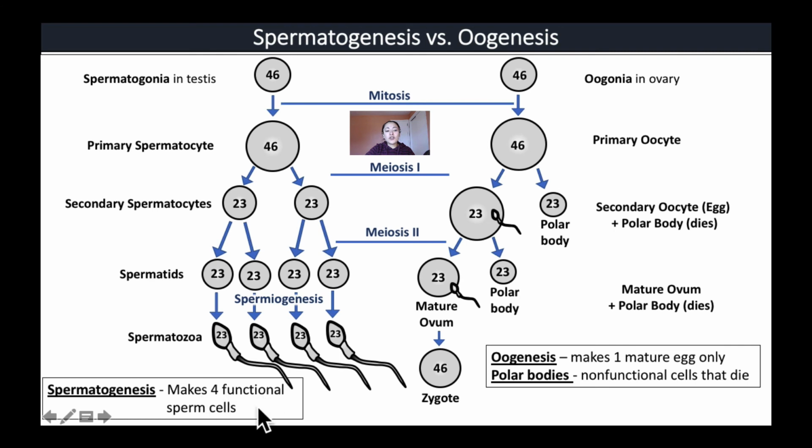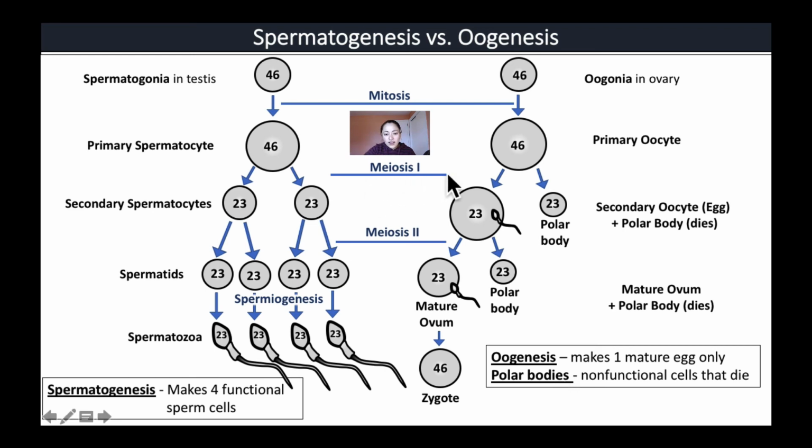4 functional sperm cells. In females, that secondary oocyte will only undergo meiosis II if a sperm begins to penetrate its cell membrane. Then it will become a mature ovum, which can then be fertilized, and that creates a zygote. So a major difference here is oogenesis only makes one mature egg through its process, and it also creates those polar bodies, which are non-functional cells that die.